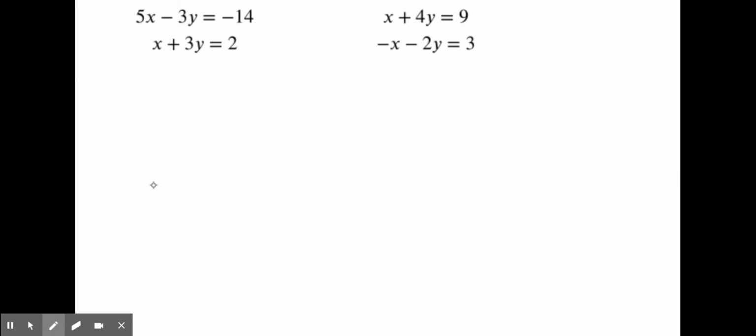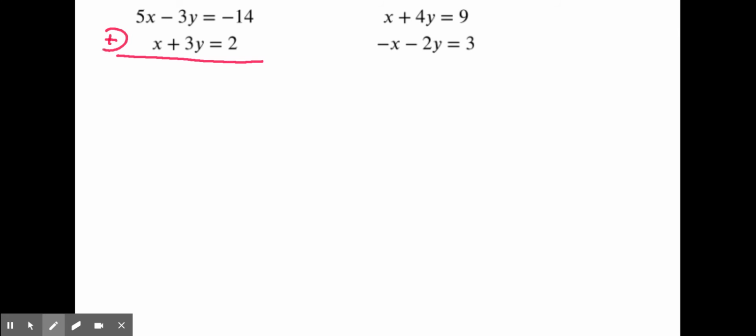Next problem. 5x minus 3y equals negative 14, and x plus 3y equals 2. So look at those two equations and tell me which variable we're going to eliminate. Which variable has the same coefficient but different signs? We're going to eliminate y, correct? Same number, different signs. What operation are we going to use to eliminate the y's? We're going to add, correct?